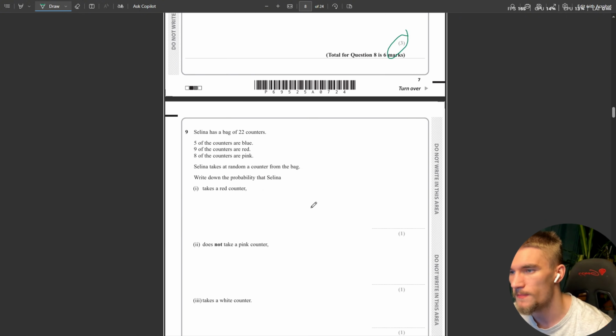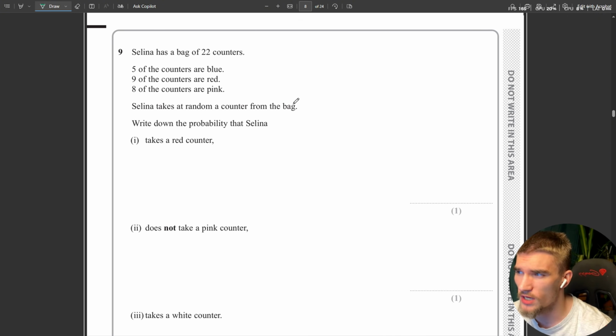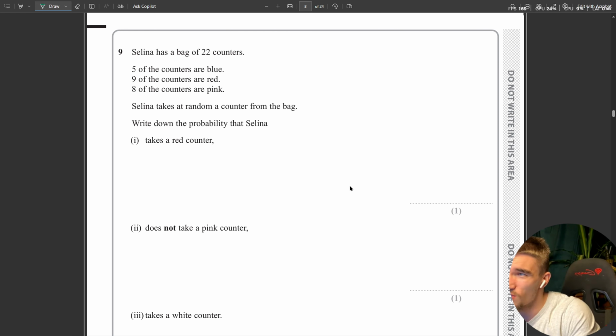Easiest 3 marks ever. Selena has a bag of 22 counters. 5 of the counters are blue, 9 of the counters are red, 8 of the counters are pink. Selena takes a random counter from the bag. Write down the probability that Selena takes a red counter. So what's the probability? So there's 22 counters, right? And only 9 of them are red. So it's going to be 9 out of 22. That's a chance of picking a red.